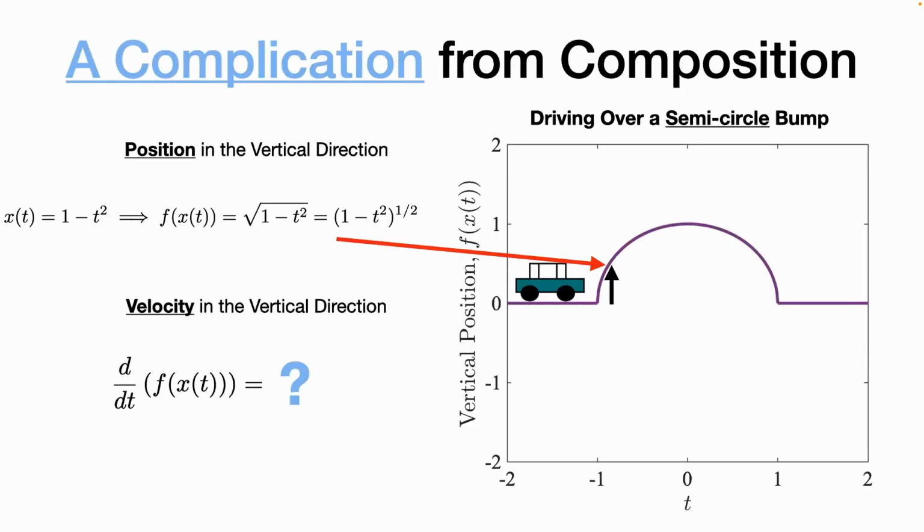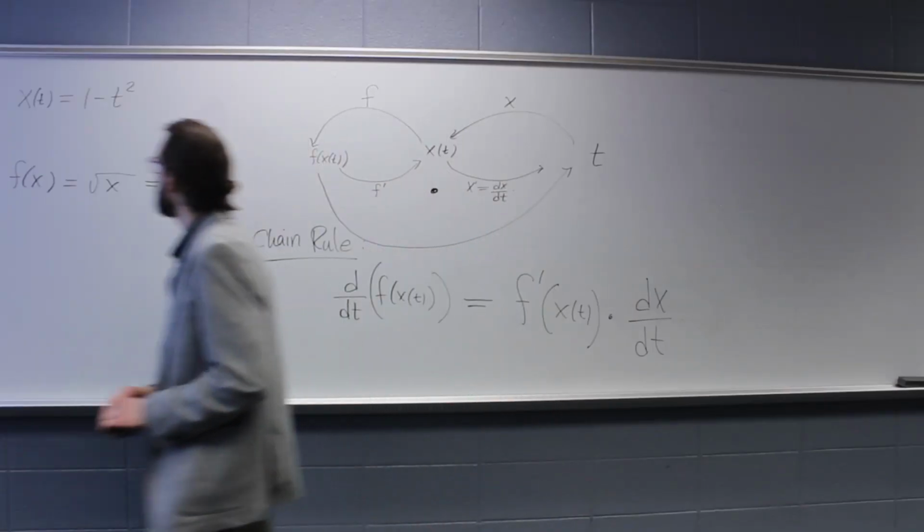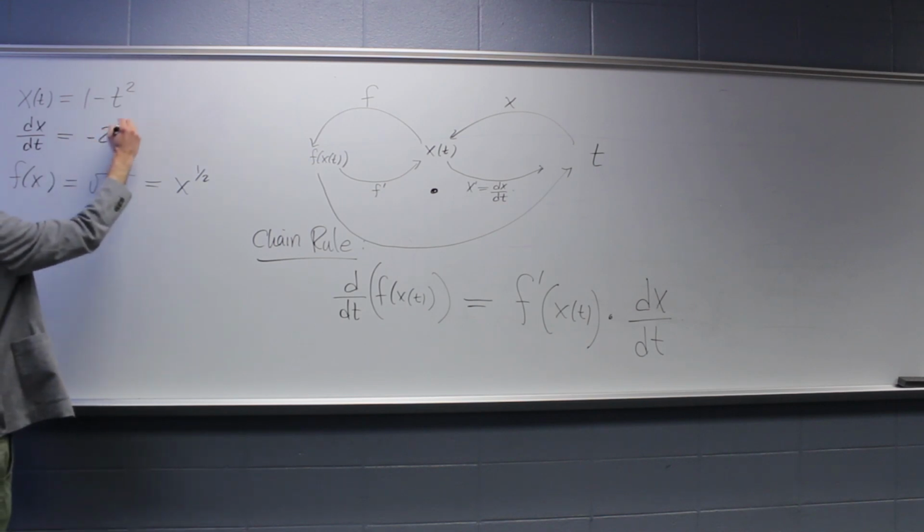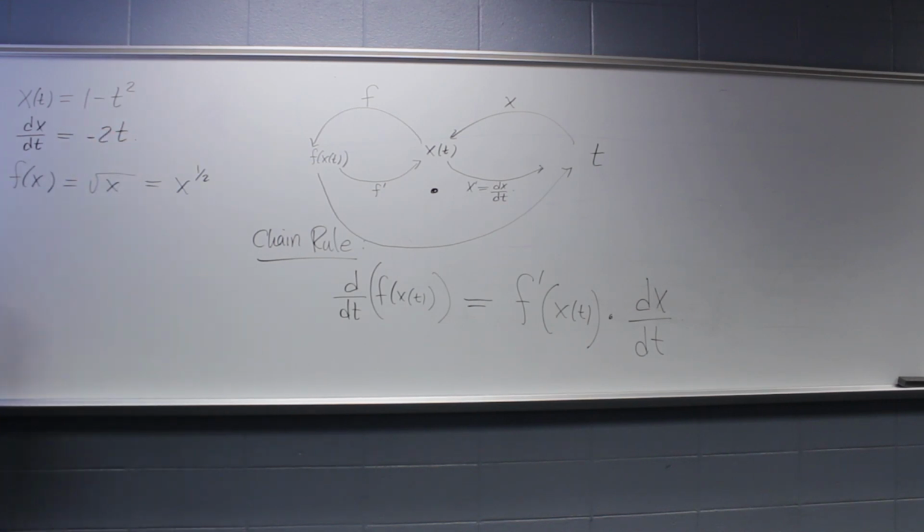All right, and so back to our problem. We're still trying to find the velocity in the vertical direction of this composition of functions, right? And maybe we'll do this on the board now. So what's the derivative of x with respect to t? Negative 2t, good.